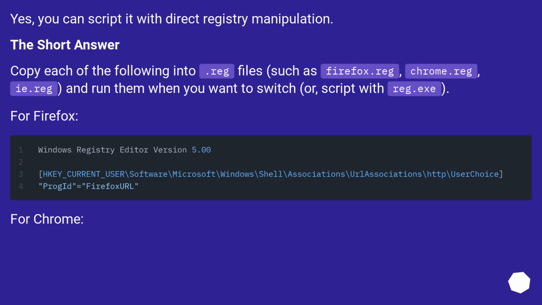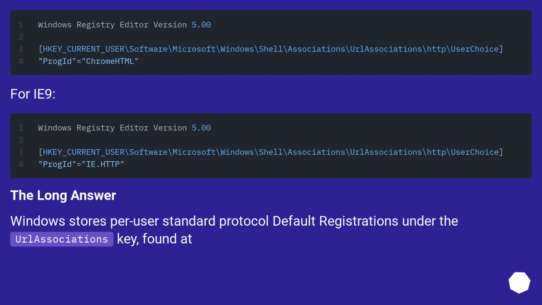Yes, you can script it with direct registry manipulation. The short answer: copy each of the following into .reg files, such as firefox.reg, chrome.reg, ie.reg, and run them when you want to switch, or script with reg.exe. For Firefox. For Chrome. For IE.